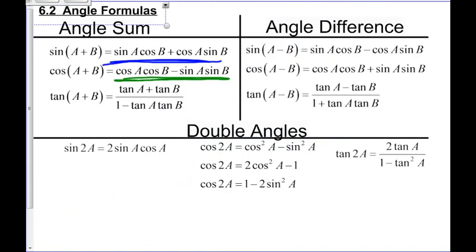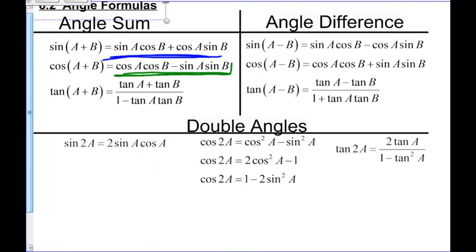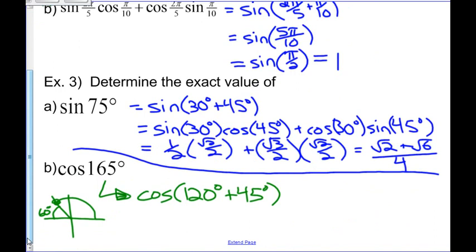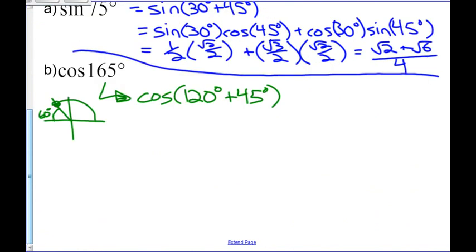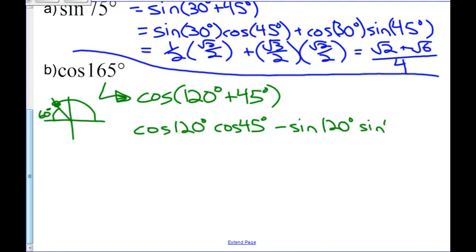This is a cosine sum formula. So it's going to be this over here, cos A cos B minus sine A sine B. Let's set it up. Cos 120 cos 45 minus sine 120 sine 45.